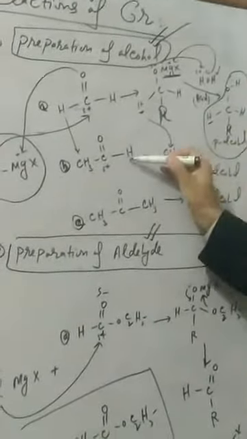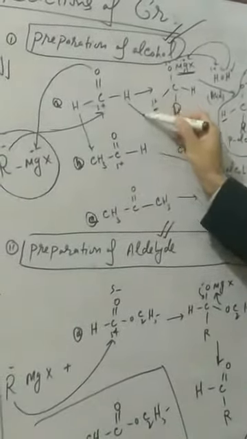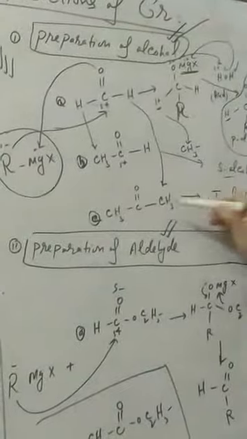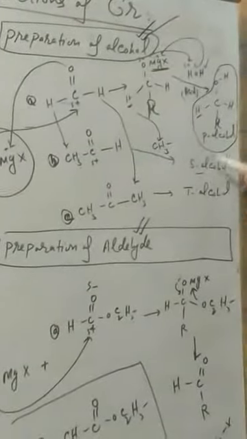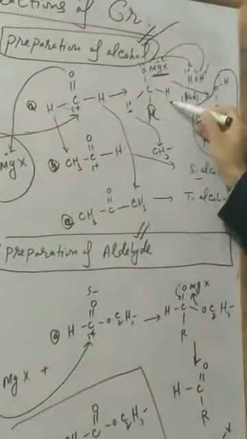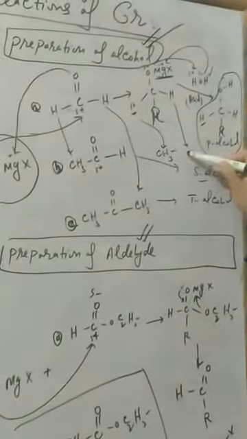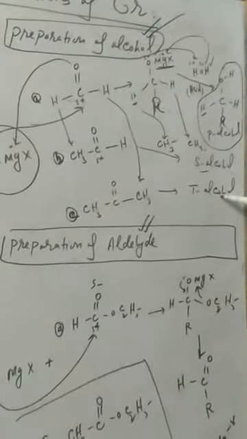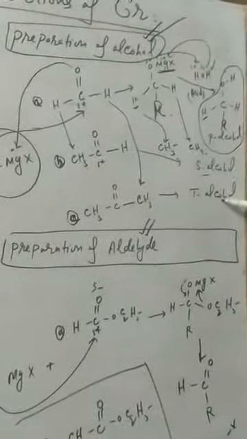And in the same way here, if we replace this by CH3, then it becomes acetone. And here you will replace the other hydrogen by CH3. So here you will get tertiary alcohol. It is quite simple. There is no ambiguity.